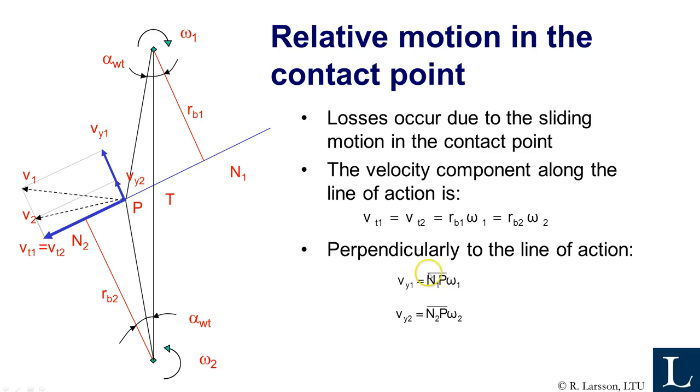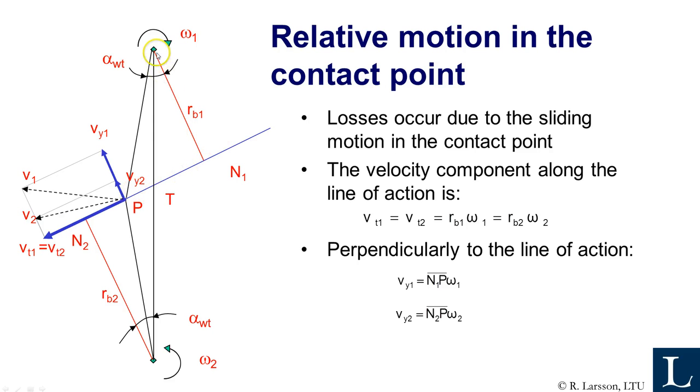Perpendicular to the line of action, it's quite easy also to define the speeds, because you can see this as something that is rotating, and you can actually move this point into that center without losing anything. And for that reason, it's quite easy to see that this speed must be this distance multiplied by the rotational speed. You can stop the video and think about that for a while.